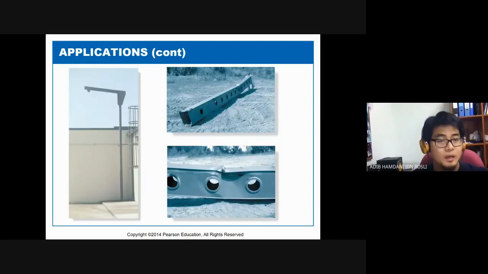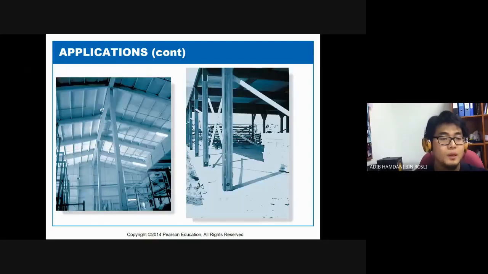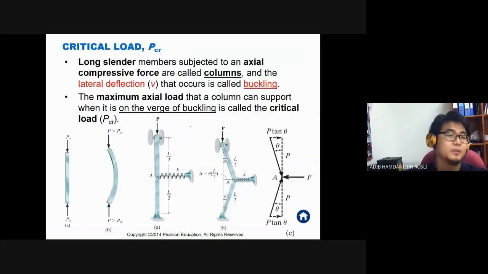And some of these fail due to buckling, like this column. You can see that it buckles along the line. So this is the buckling failure mode. And then again, there are long columns, long slender members that support a roof, something like that. Now we define what the critical load is.